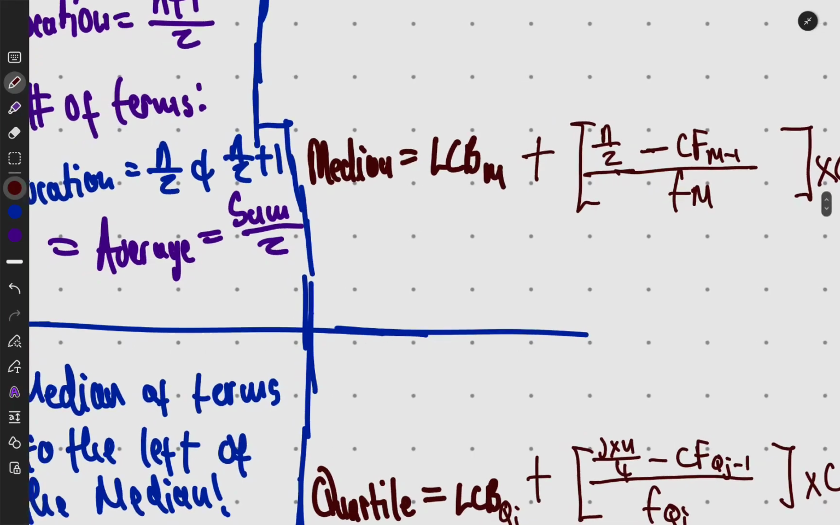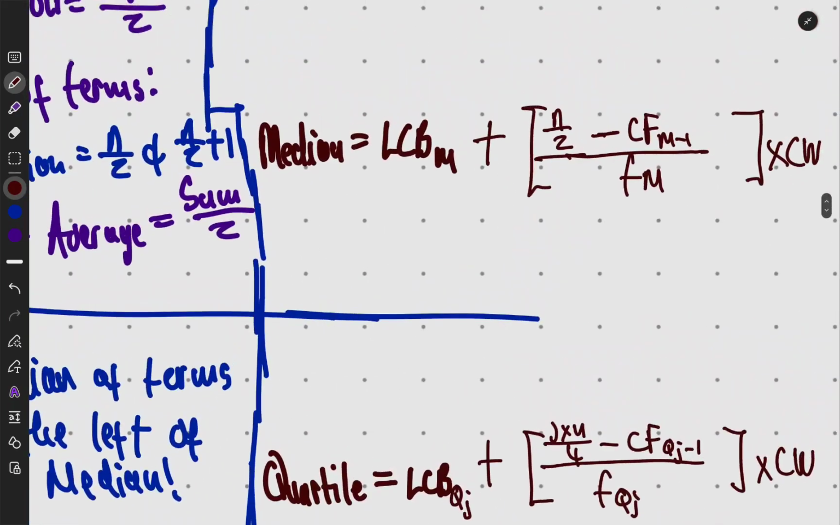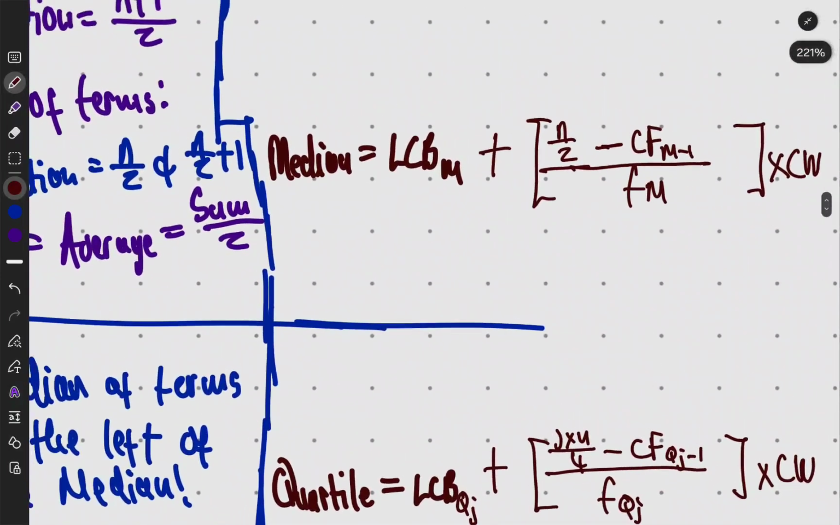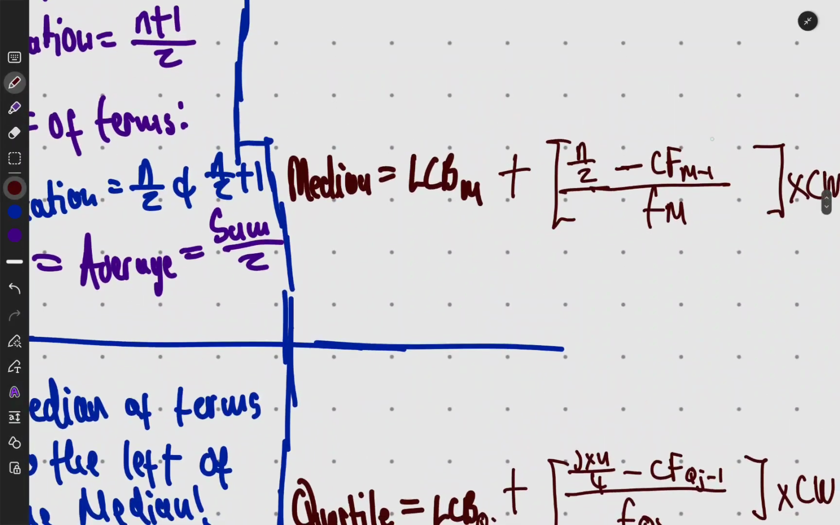So remember, it is lower class boundary. Can you see lower class boundary? Yes. Plus, can you see plus? Yes. Can you see the fractions? Yes. Can you see that you've multiplied by class width at the end? Yes. Can you see the denominator is frequency? Yes. Can you see you are subtracting cumulative frequency? Yes. It's cumulative frequency of the class before median. Here it is cumulative frequency of the class before that quartile. So it's cumulative frequency of the class before.